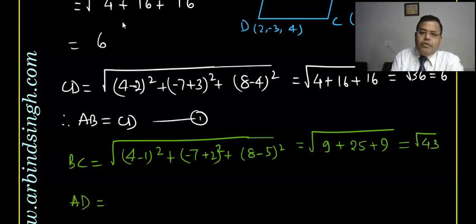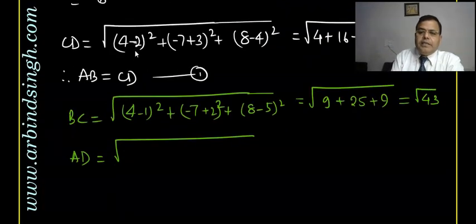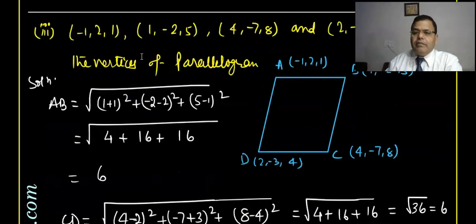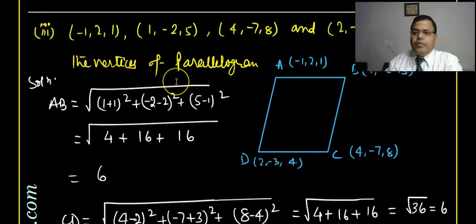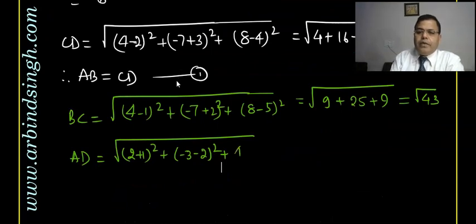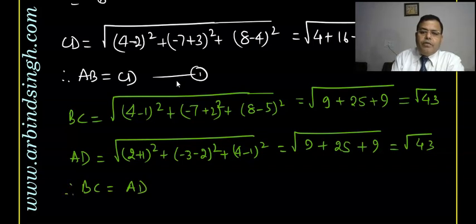And AD is equal to the square root of 2 minus minus 1, that is 3 whole square, 2 plus 1 whole square, plus y2 minus y1, minus 3 minus 2 whole square, plus 4 minus 1 whole square. 3 whole square is 9, minus 3 minus 2 is 25, and 4 minus 1 is 3, the square root of 43. So BC is equal to AD.